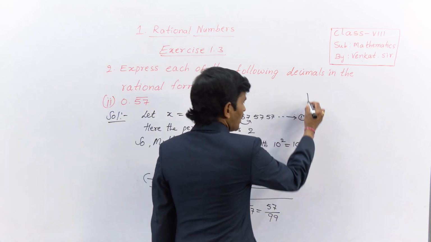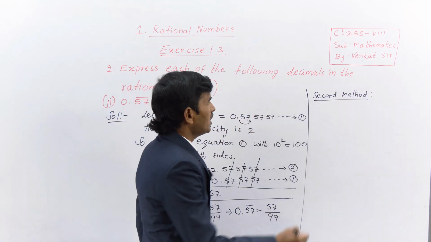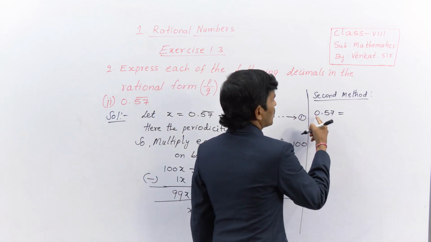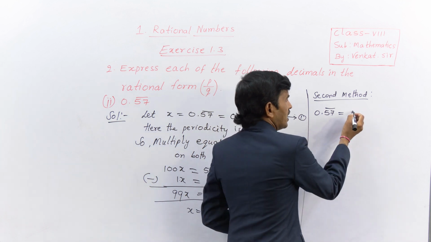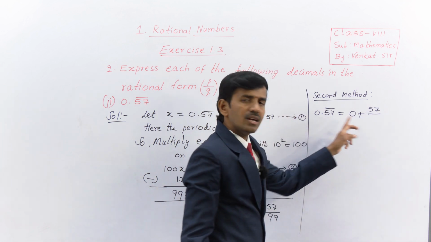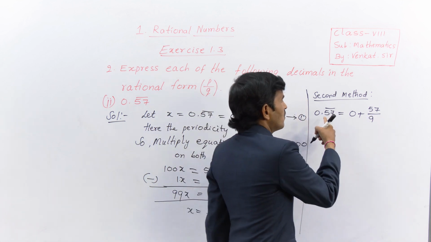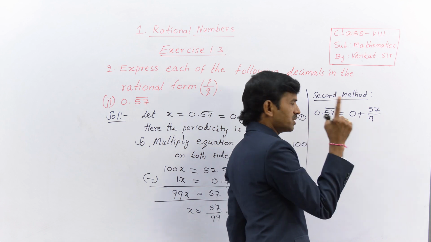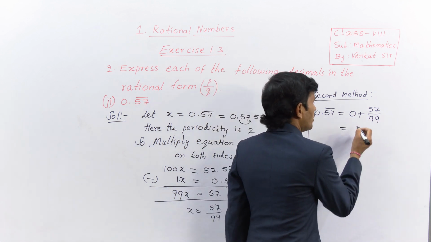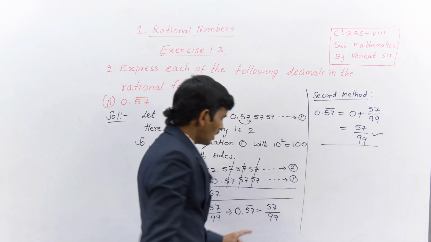So for this, if you observe the second method, it is very simple. How to write part B? In a fraction of seconds, we can conclude this. 0.57 bar is equal to the non-recurring decimals, that is 0, plus recurring decimals, 57 by the number of recurring digits. For every recurring digit, we should write 9. As 5 is recurring, we write 9 once. As 7 is recurring, we write 9 once again. So what does it become? 57 by 99. So we got the same conclusion as in the previous method.